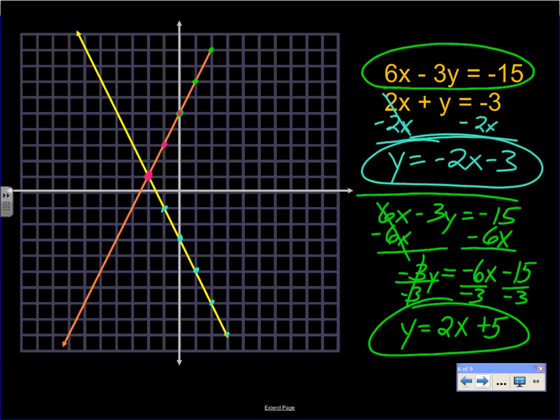So what's the answer? From the origin, we go left 1, 2. So left 2 means negative 2. And how many up? Up 1. And so there's our answer. Negative 2, 1.